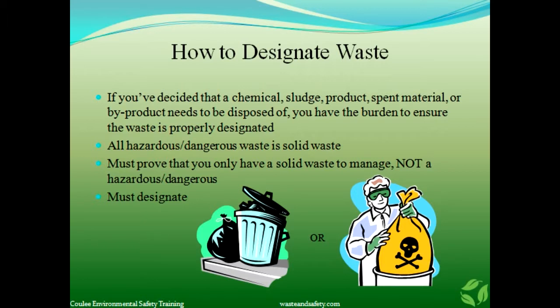So how to designate characteristic waste? Once you've decided that a chemical, sludge, product, a spent material, or byproduct either no longer has any use or it must be discarded and you wish to dispose of it, you have the burden to ensure the waste is properly designated. All hazardous and dangerous waste is a solid waste. Therefore, in order to prove you only have a solid waste to manage, you also have to prove it is not a hazardous or dangerous waste by virtue of designation.